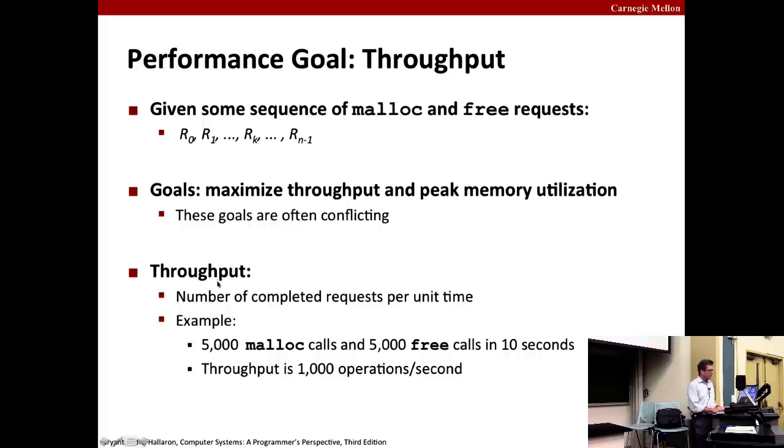So throughput is just the number of completed requests per unit time. So if we have 5,000 malloc calls and 5,000 free calls in 10 seconds, then our throughput is 1,000 operations per second. So it's just measuring how efficiently our malloc can process these requests from an application.